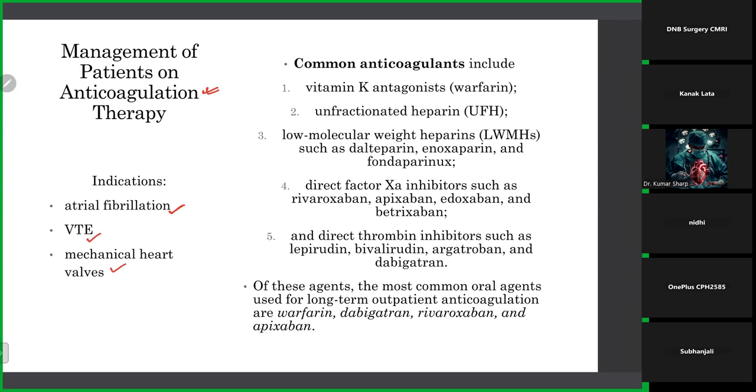The common anticoagulants used are the vitamin K antagonist warfarin, unfractionated heparin, low molecular weight heparins like dalteparin, enoxaparin, fondaparinux, direct factor Xa inhibitors such as rivaroxaban, apixaban, and direct thrombin inhibitors like lepirudin, bivalirudin, dabigatran. Of them, the most common oral agents for long-term outpatient anticoagulation are warfarin, dabigatran, rivaroxaban, and apixaban.